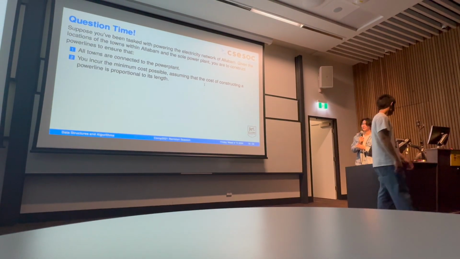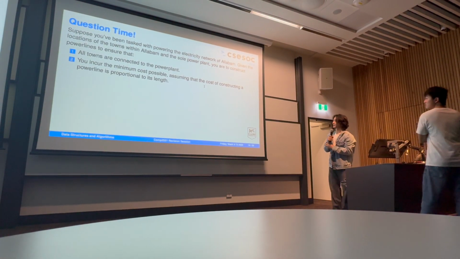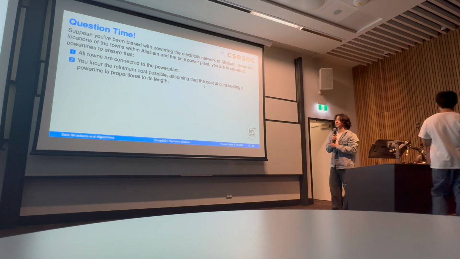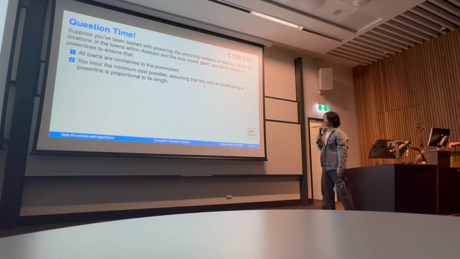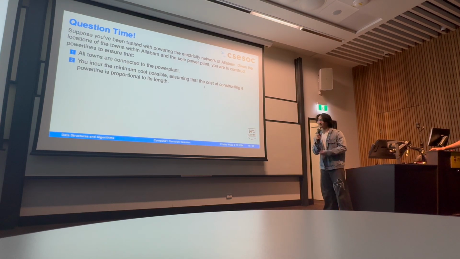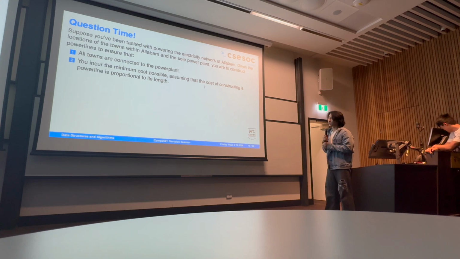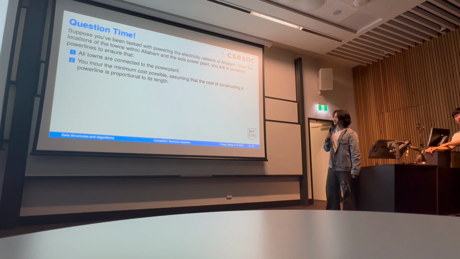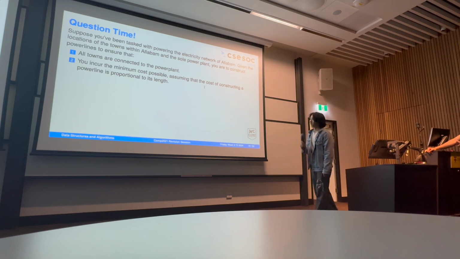So yeah, we do have time, so we're going to go through an application of the MST. And we'll ask this question: you've been tasked with powering the electricity network of, I guess it's meant to be Alabama. Given the locations of the towns and the sole power plant, you are to construct power lines to ensure that all towns are connected to the power plant, and you incur the minimum cost possible, assuming that the cost of constructing a power line is proportional to its length.